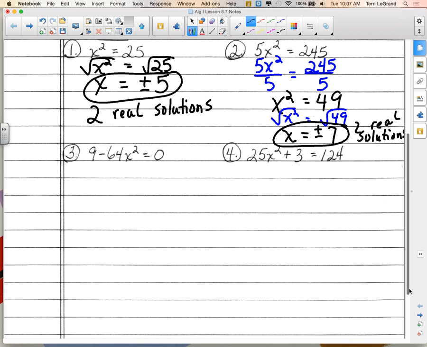So what should we do in this one? Yeah, add 64x squared to both sides, because then our 64x squared will be positive rather than negative. So we're going to have 9 equal to 64x squared. Okay? What do we do next? There's actually 2 different moves we could make here. But typically I like to just do it the one way because, I don't know, maybe it's less confusing.